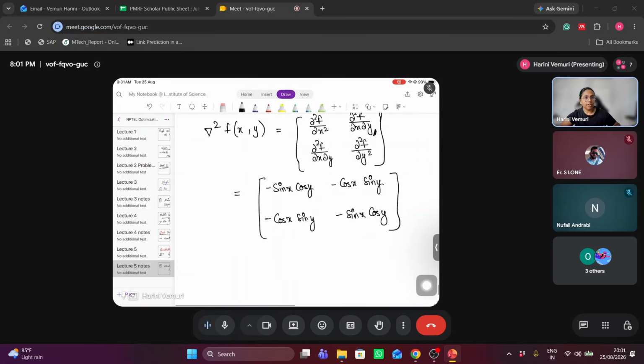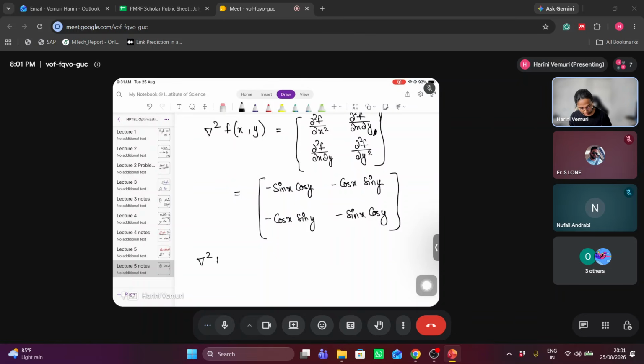Is this clear, how we are doing second order differentiation for any other terms, like any other functions we have, like sine, trigonometric functions, or like that.